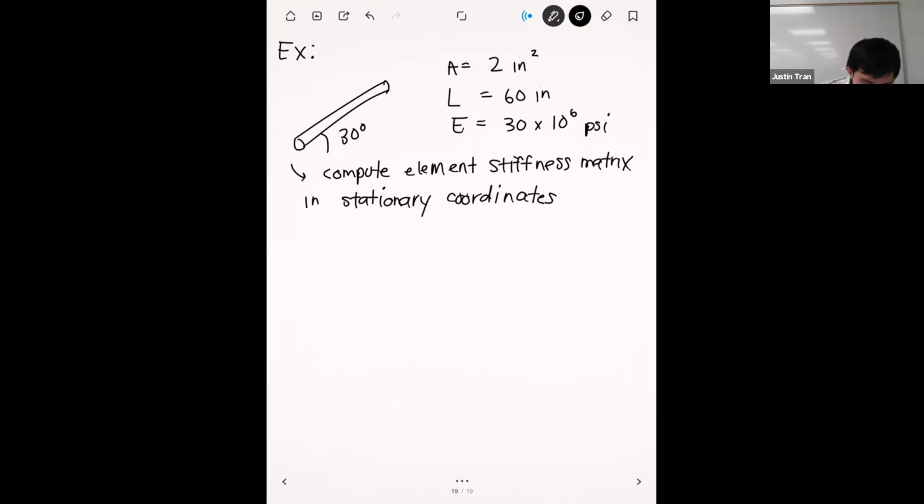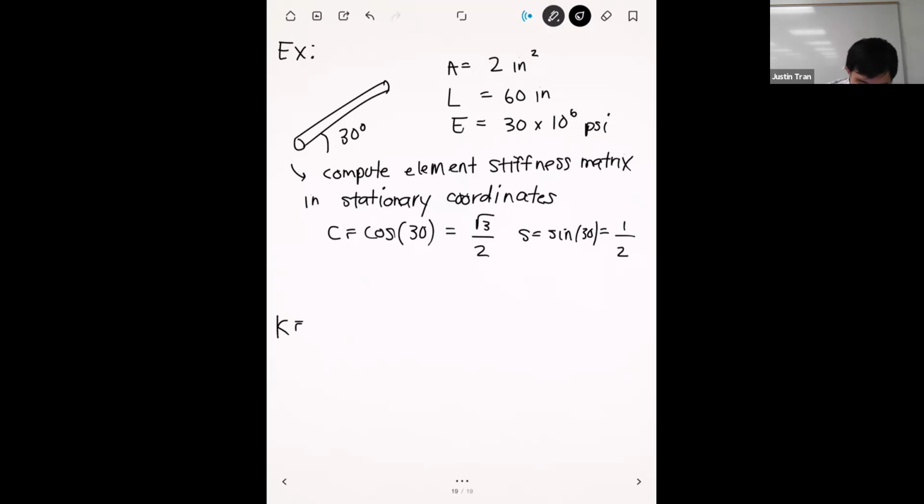All right. Before we do that, let's compute the cosine and sine of the angle, just because it'll make our lives a little bit easier when we're filling in. Since our angle here is 30 degrees, if we take cosine of 30, we get √3/2. And if we take sine of 30 degrees, then our S here is going to be 1/2. Now that we've computed that, we can go ahead and compute our element stiffness matrix.